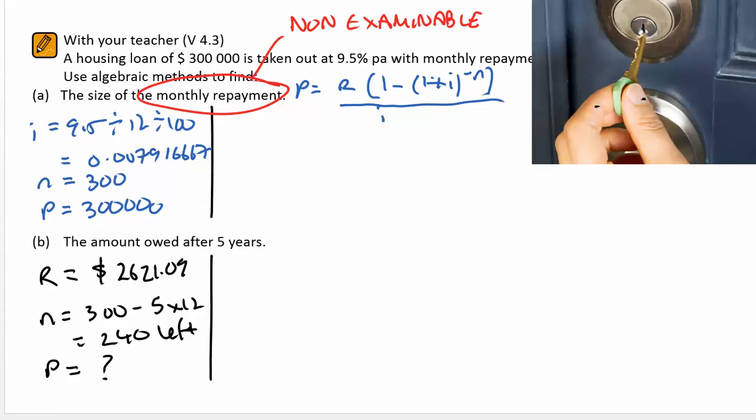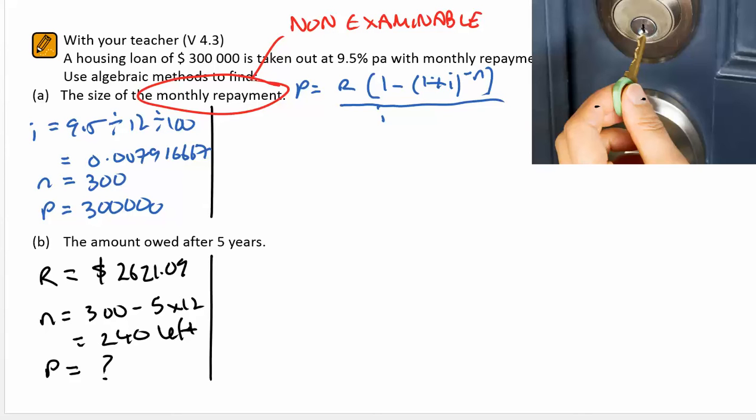V4.3, Part A, size of the monthly repayment. Now, strictly speaking, this isn't examinable nor indeed testable, but it is instructional to work one of these through. We've got our interest, 9.5 divided by 12 divided by 100, giving me 0.0079, etc. Number of payments, because we're doing this over 25 years, 300, and owing 300,000.